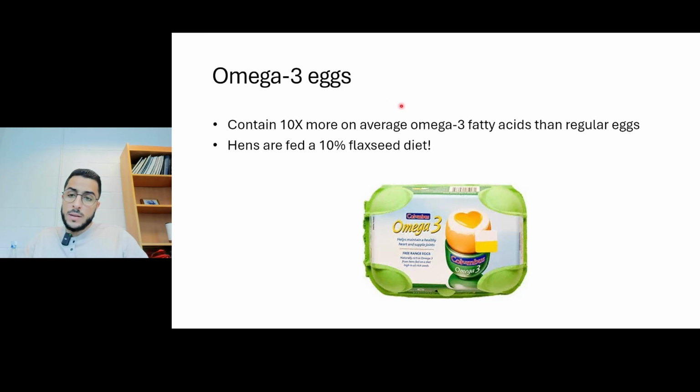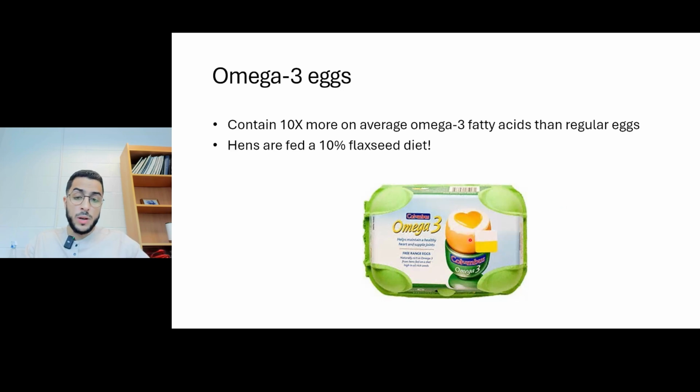So the omega-3 eggs, I remember in class I asked you guys and you said that yes, you've seen these. I've always wondered how they made this, right? Were they modifying the cells directly with a gene that would produce more omega-3? Well, actually the way they do this is that they feed the hens a 10% flaxseed diet, and then these eggs end up having 10 times more omega-3 than regular eggs, to kind of increase the amount of omega-3 in these eggs. Okay, so this is quite interesting.